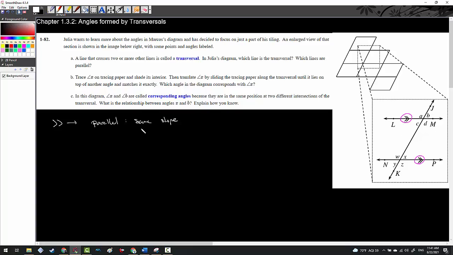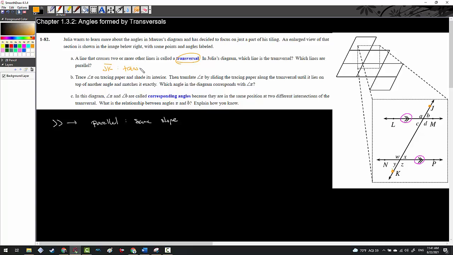The next thing is the transversal, which they describe up here. They call it a line that crosses two or more lines. They call that a transversal. So they say in Julia's diagram, which is the one we're looking at on the right side here, which line is the transversal? Well, that would be line JK, right? So line JK is the transversal.